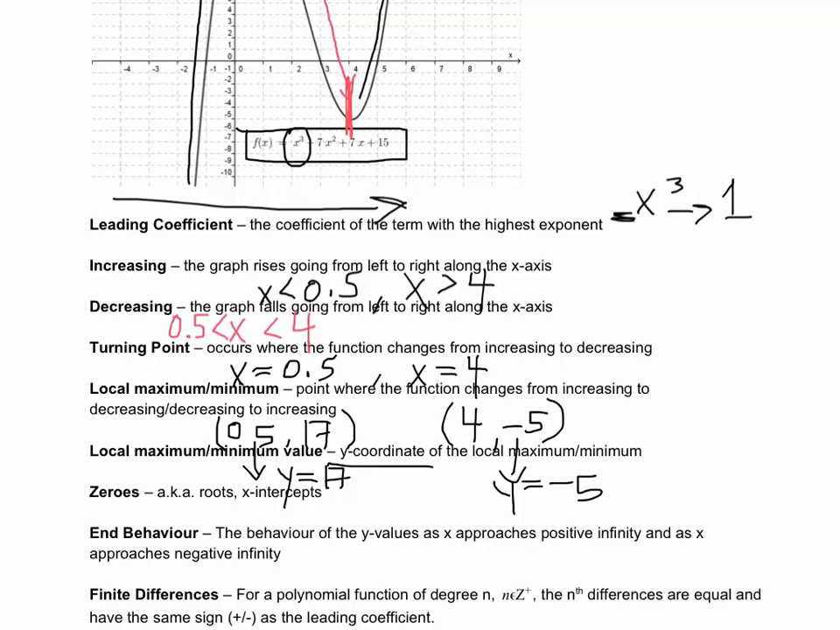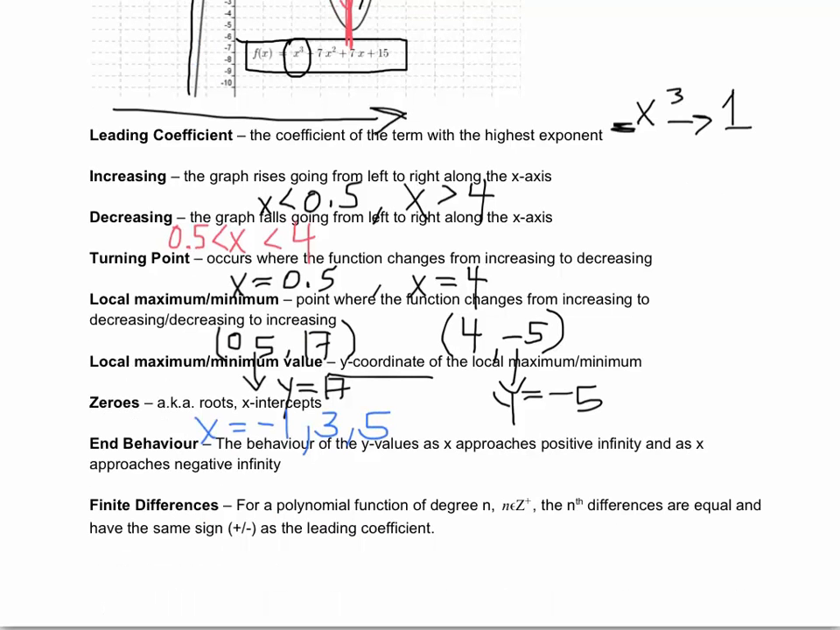Our zeros are also known as our roots or our x-intercepts on our graph. We have 3 of them. We have one at x equals negative 1. We have one more happening when x is 3. And our last one happens when x equals 5.